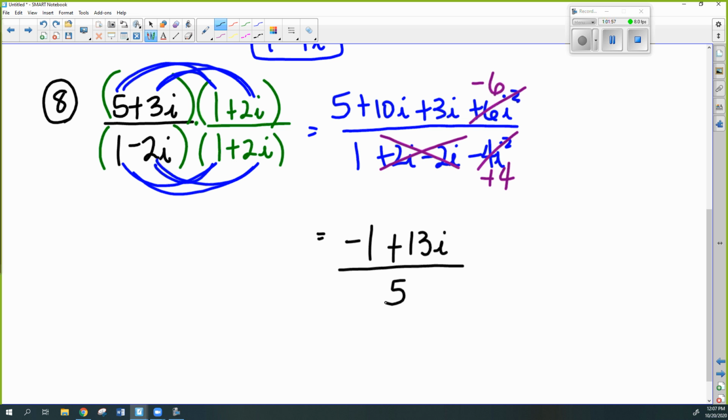Okay? All right, and then last but not least, you do have to split it into two parts. So all you do is put each piece on top over the bottom, each piece on top over the bottom, and then the i goes next to the second fraction. And those two fractions cannot be reduced, so you're done. Like 1 and 5 have nothing in common, and 13 and 5 have nothing in common. Because you can't do decimals here. You need to do fractions.